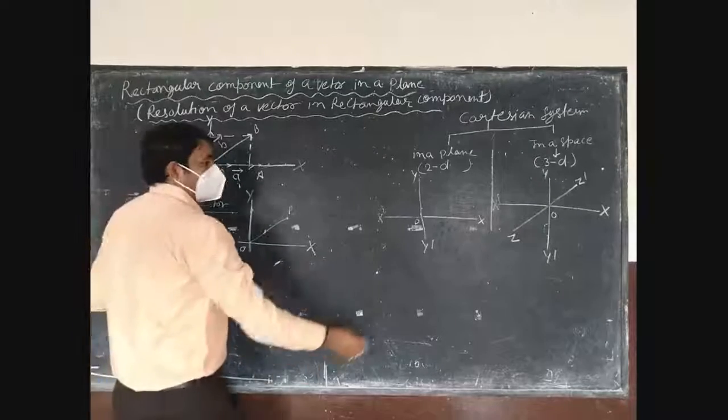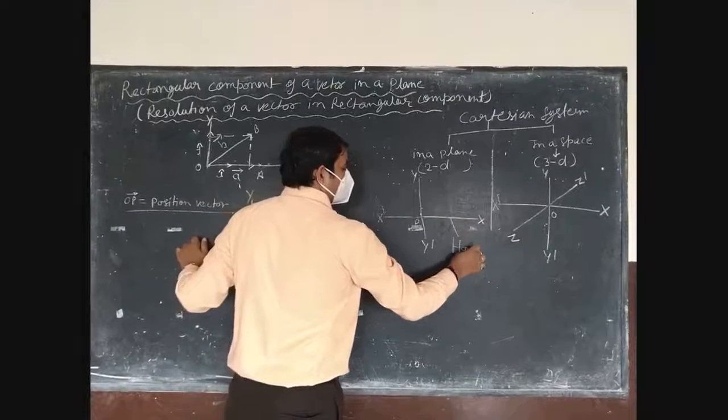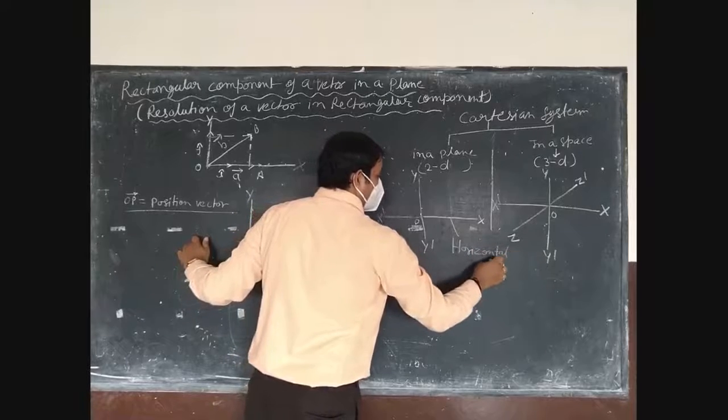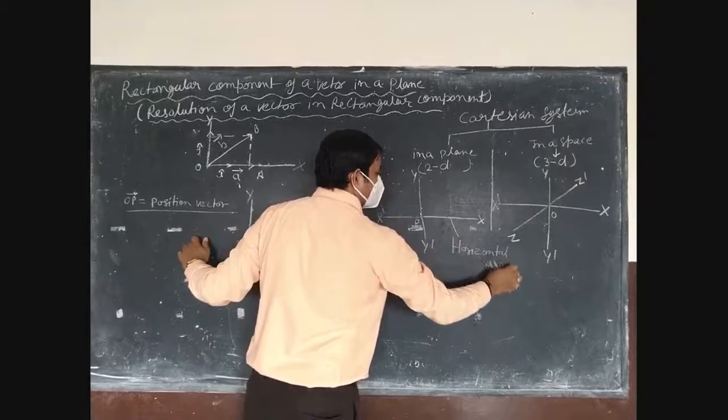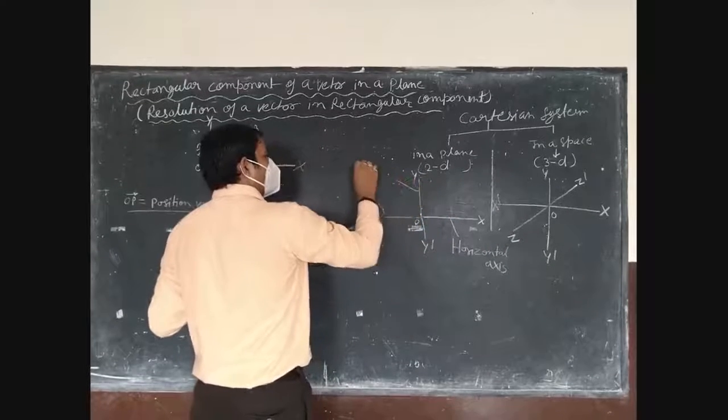As you know, the x-axis is called the horizontal axis of this Cartesian system, and y dash is called the vertical axis.